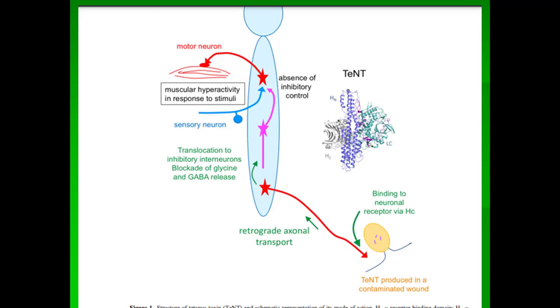And this basically prevents all the inhibitory control from those interneurons, and any sensory stimulus will trigger the excitation or activation of motor neurons, which is actually going to result in continuous muscle hyperactivity and rigidity. And death usually comes as a result of rigidity of the respiratory muscles and the associated asphyxia.